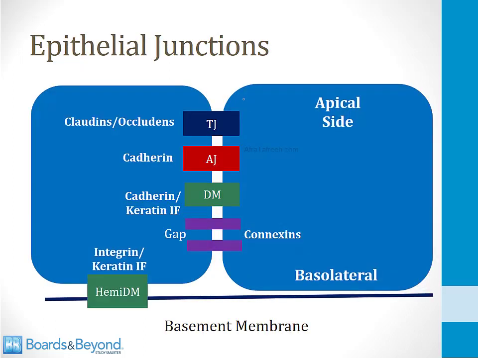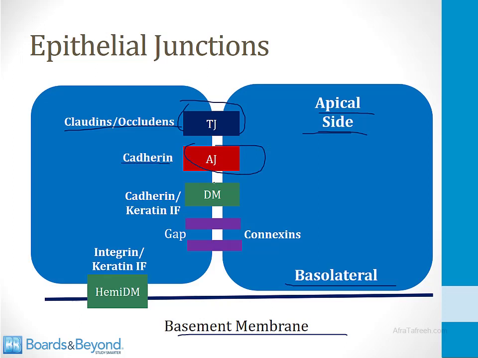Here's a summary slide to help you remember everything we've talked about in terms of epithelial junctions. If you've got a polarized epithelial cell, it has an apical side, which is towards the lumen, and a basolateral side, which is away from the lumen towards the basement membrane. The most apical junctions tend to be the tight junctions. These are made up of proteins called claudins and occludins. Slightly away from the tight junctions in the apical side, closer to the basolateral side, you can find adherens junctions. Those are made up of cadherins.